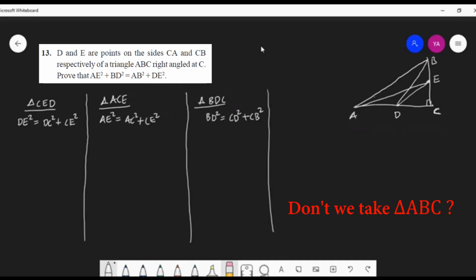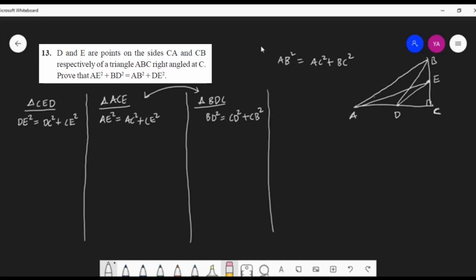AB is here. Okay, if AB is there, then we want to take it, so we want to choose that. So AB square is equal to what will we write here? AB square is equal to AC square plus BC square. Okay. So actually here the second and third, subtracting these, I think we can reach the first one.